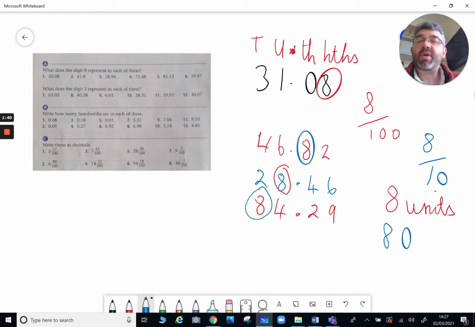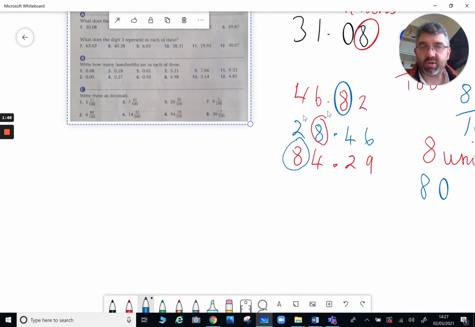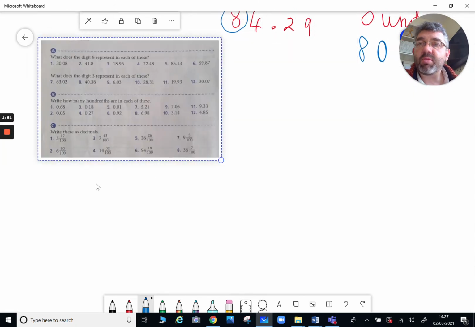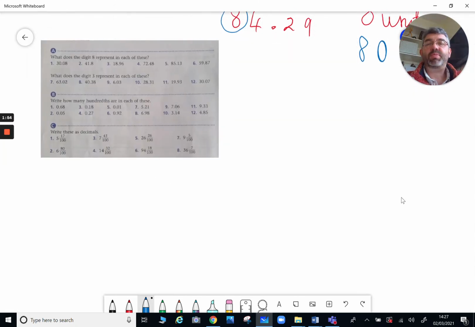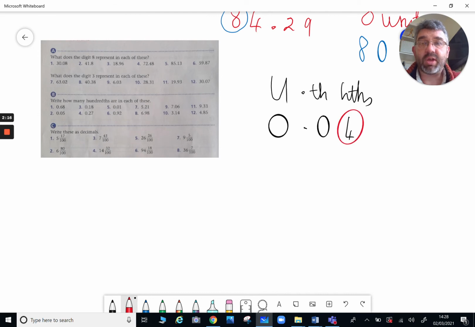Now then, let's look at part B. If we bring down our question, it says how many hundredths are in each of these. A bit sneaky. There are 3 types of question here. You've got a number to start with where you've only got 1 digit that's not a 0, so you've got units, tenths, hundredths. If you've got something like this, it's very straightforward. How many hundredths? You've got 4. There's only 4 in the hundredths column.